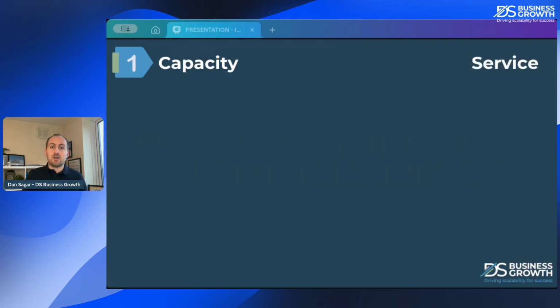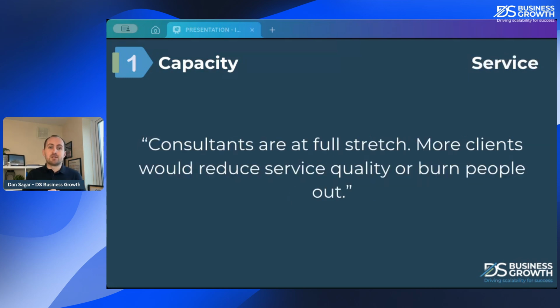As we look at our service-based business, your consultants, your people actually providing that service, are they at full stretch? If we introduce more clients into the business, would the quality of that service completely reduce and get to a point which is not acceptable? Or if you keep on working your staff or yourself, are these people, or you, going to burn out at some point? It's really important to think about this and how it would affect you.